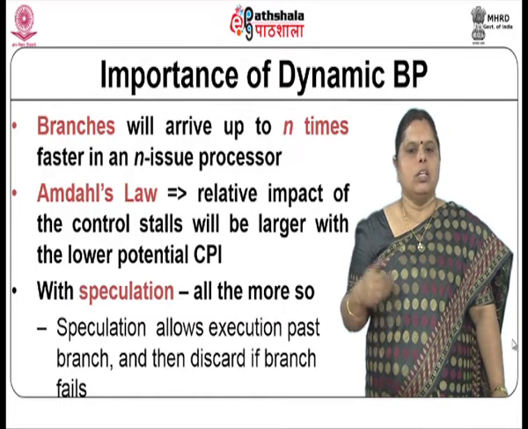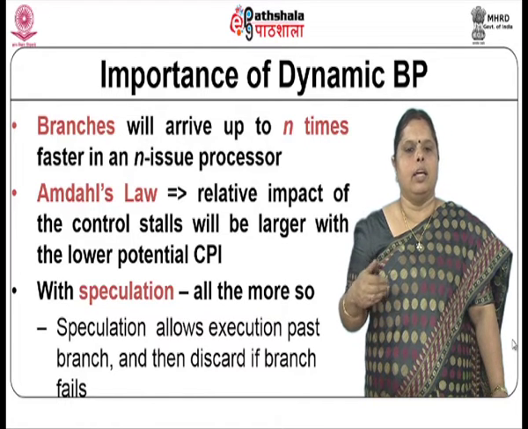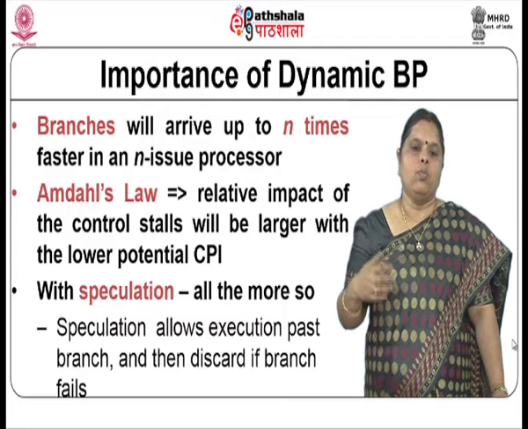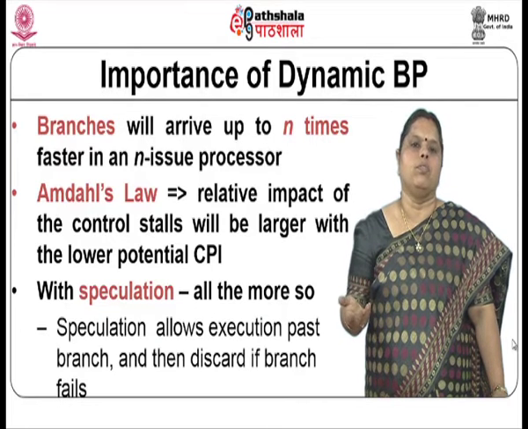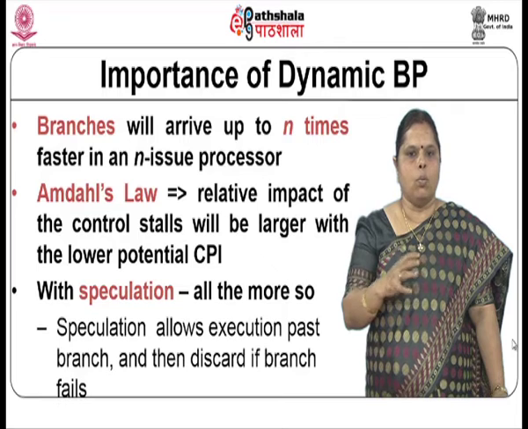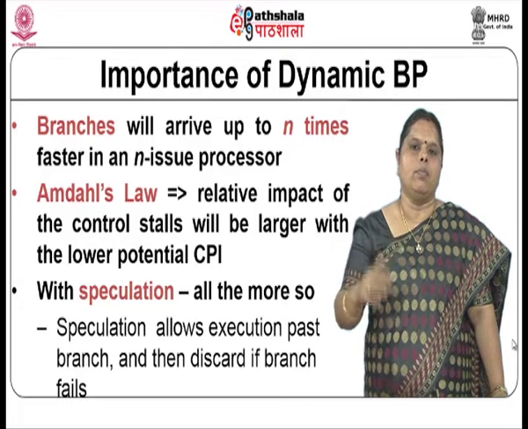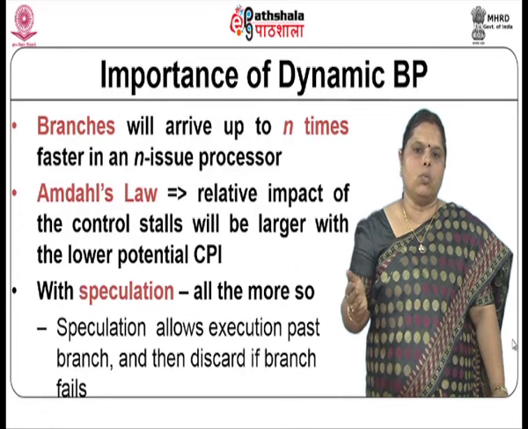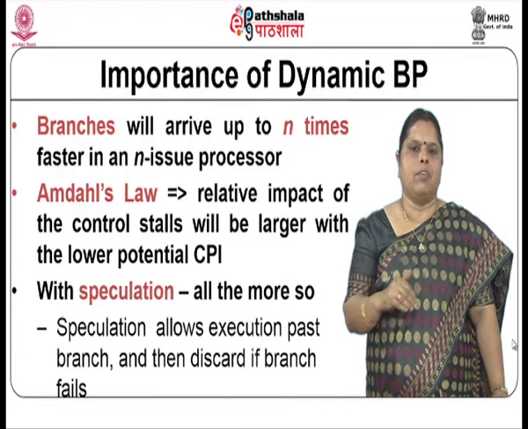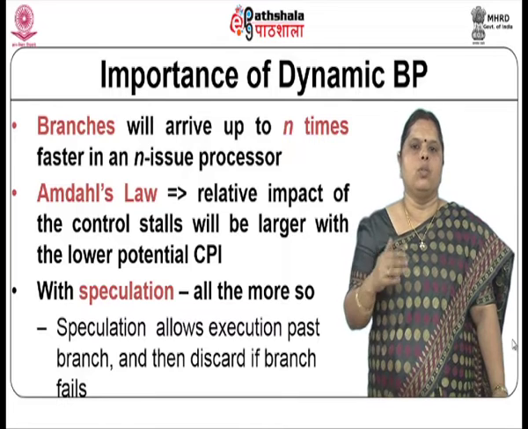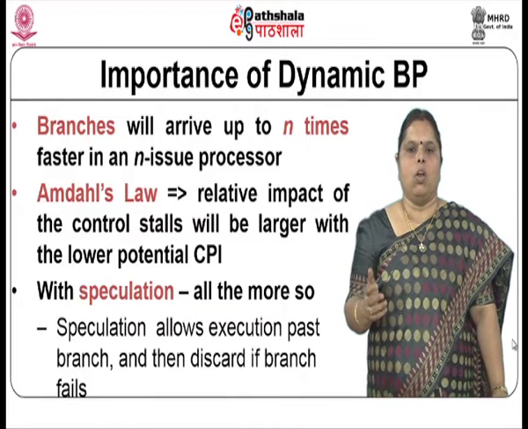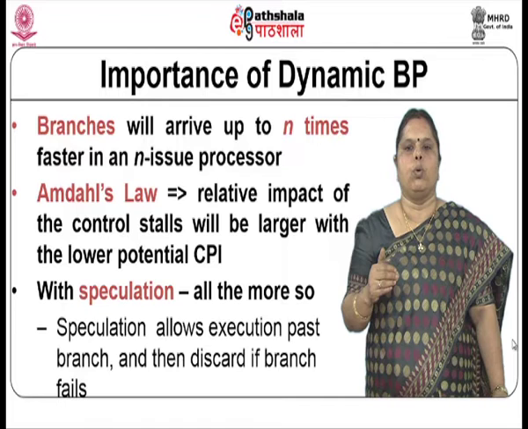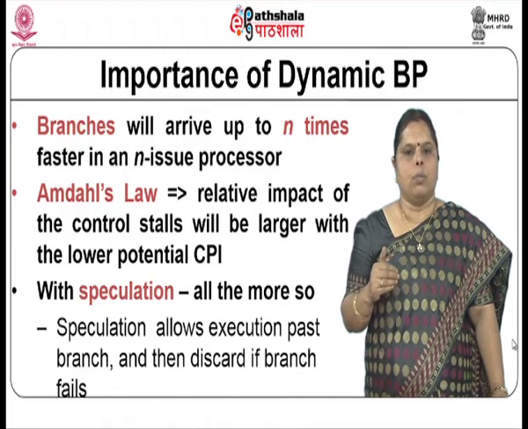And with speculation, it is all the more so, where speculation allows execution past a branch and then discards it if the branch fails. So, you have even started executing the instruction when you go in for a speculative execution. You just do not stop with fetching and decoding the instruction, you go ahead and even execute the instructions. So, when you have started executing the instructions, you have done such a lot of work and then find that the branch prediction fails, you have a lot of penalty to pay. So, you have a very great performance loss. So, you will have to be very, very careful about dynamic prediction. The prediction accuracy should be really high for a dynamic branch predictor to be very effective.